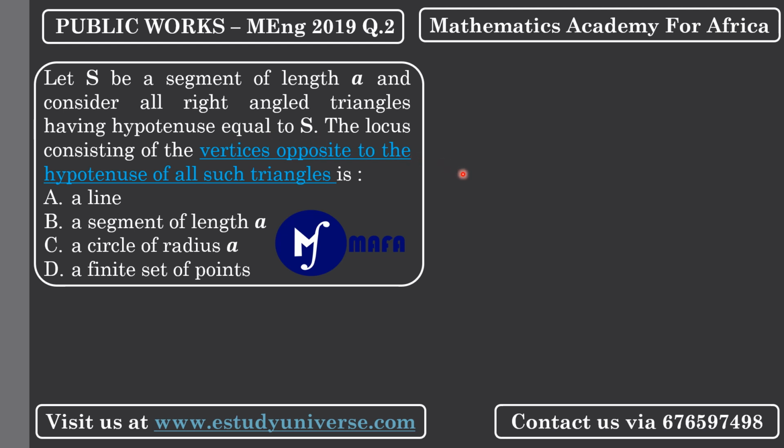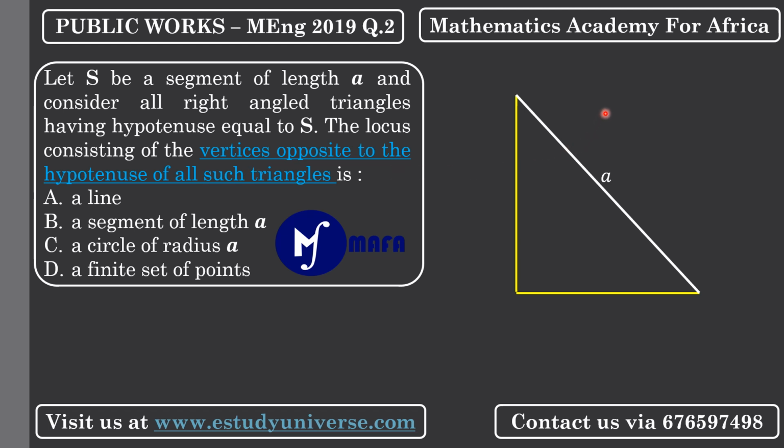So we are going to begin with a base case before we construct a set of infinite right-angled triangles whose hypotenuses are all equal to S. So our base case is where we have this right-angled triangle. The line in white is simply our line segment S, and the length of that line, we're told that it is A. Now, the objective of the question is to find the locus consisting of the vertices that are opposite to the hypotenuse of all such triangles. Okay, so first of all, we have to construct all right-angled triangles whose hypotenuse are equal to S. And then from there, we look for a locus that consists of all the vertices opposite to the hypotenuse of all those triangles.